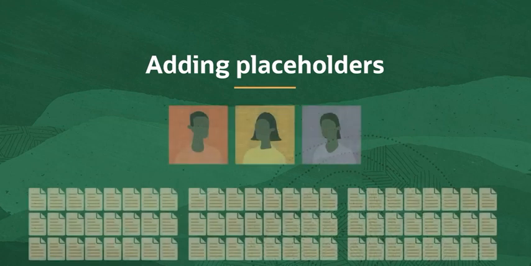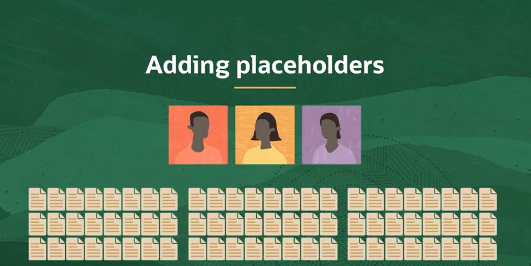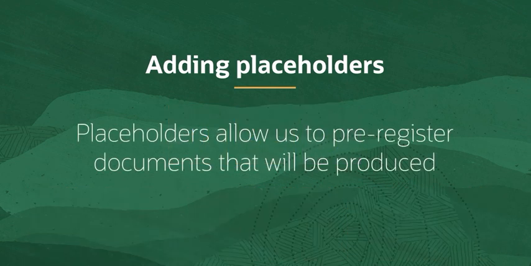On some projects, teams might agree up front with each other what's needed, and these then become an official set of deliverables. Again, this helps with managing progress and understanding workload. Placeholders essentially allow us to pre-register documents that will be produced. We create the document information and then update it later with the actual document when that document is available.